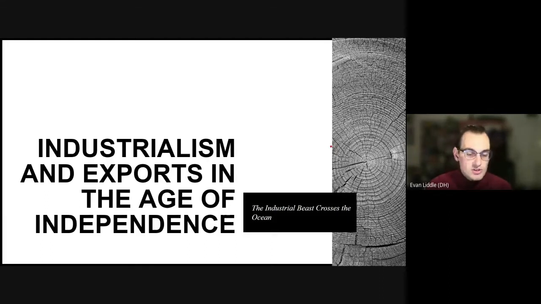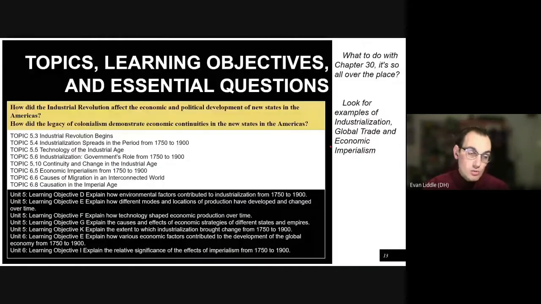Today we're going to have a look at Chapter 30, Part 2, Industrialism and Exports in the Age of Independence in the Americas. So the Industrial Revolution as it affects the Americas. By the end of this presentation, you'll be able to answer the two following questions. One, how did the Industrial Revolution affect the economic and political developments of the new states in the Americas? And two, how did the legacy of colonialism demonstrate economic continuities in the new states in the Americas?